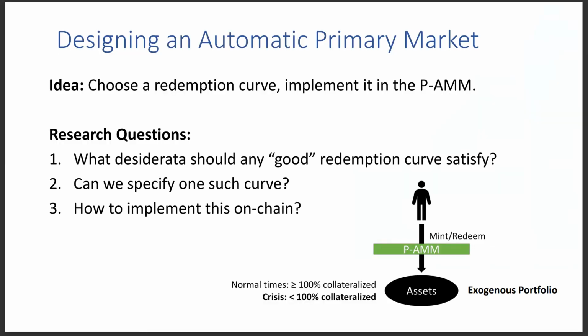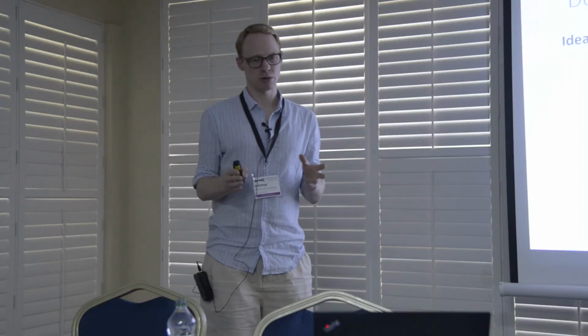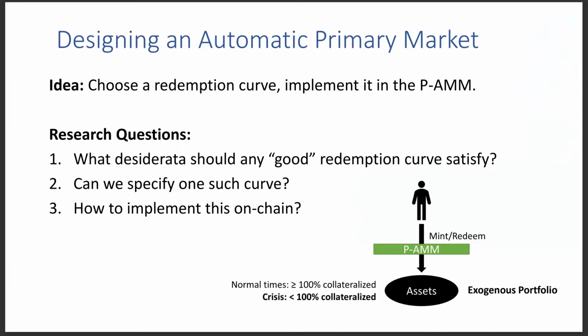The idea that we had was, let's start at the redemption curve, because usually what happens is that the designs are just there and then we infer the redemption curve from that. Let's choose a redemption curve that we think is reasonable, and implement a primary algorithmic market maker from that. And so we have these three research questions. First, what desiderata should such a curve satisfy, so we're able to choose one? Can we then specify one such curve that we think is good? And then finally, can we also implement that on chain, of course?